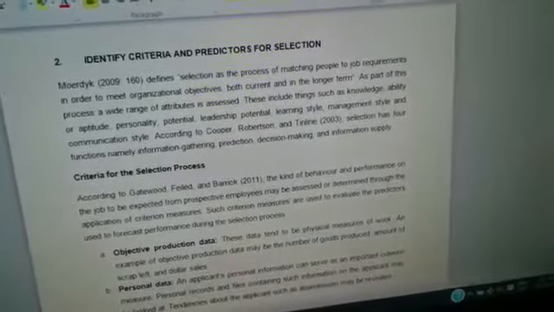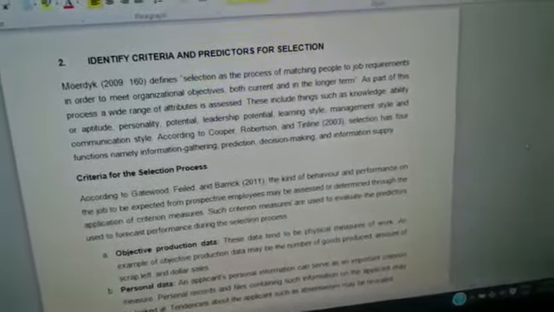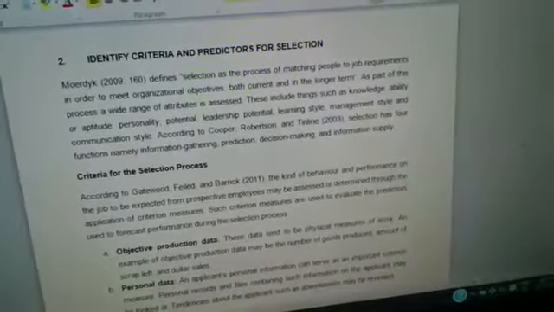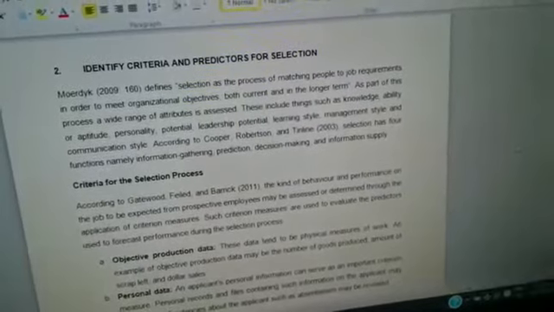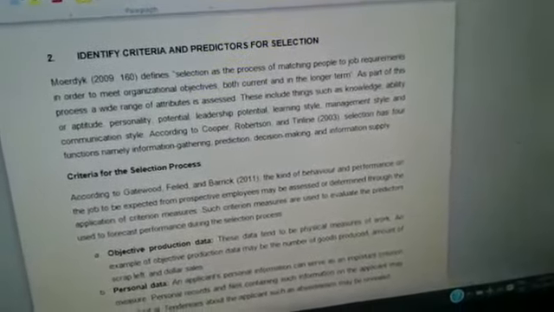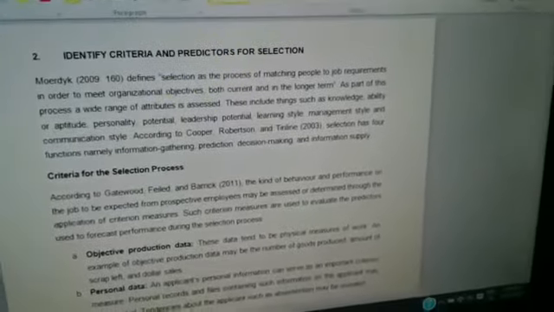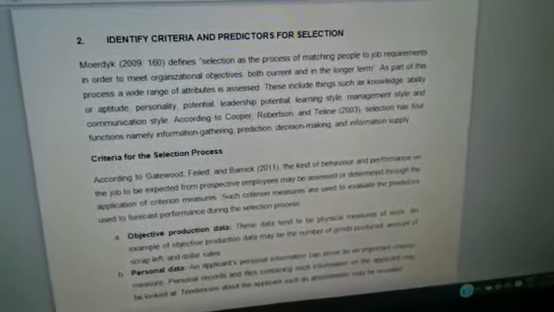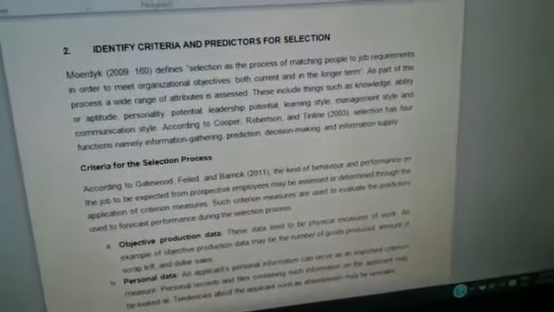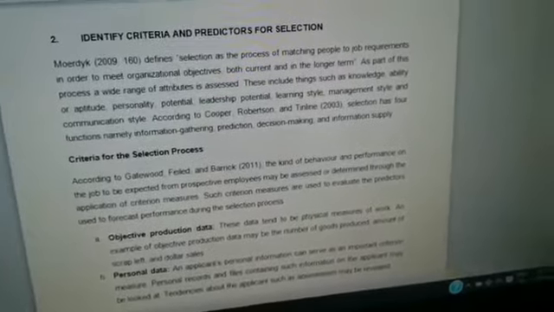Cooper, Robertson, and Tinline are of the opinion that selection has 4 functions, namely information gathering, prediction, decision making, and information supply. Companies do not just do a selection process for fun. They do this so that they can get the most suitable candidates for the right job.